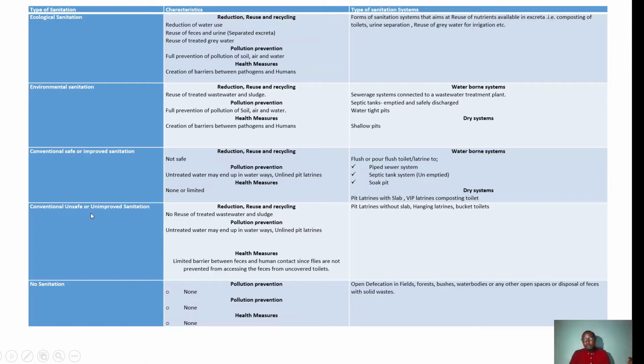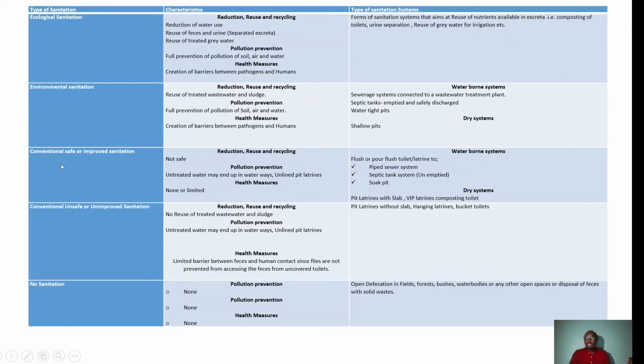Now we go to the next step, conventional or unsafe improved sanitation, where wastewater and sludge can be reused. For pollution prevention here, untreated water may end up in waterways. For example, if you provide ordinary pit latrines, there's no lining of the pits, so you may contaminate the underground water. Now the health measures here: there is a limited barrier between feces and human contact. When latrines without slabs or hanging toilets are provided, there's a limited barrier to keep flies from reaching the fecal matter.